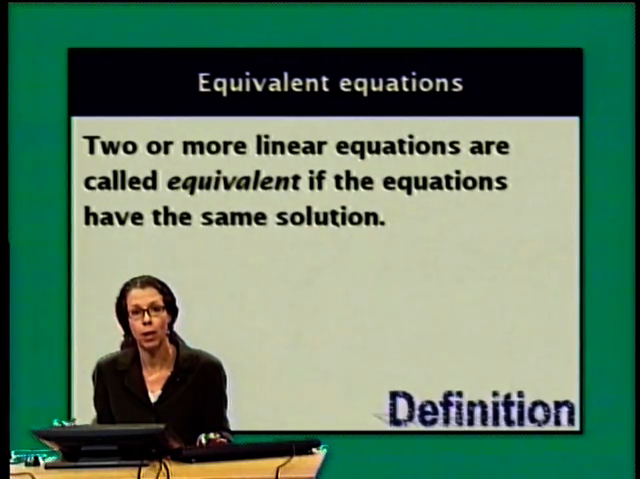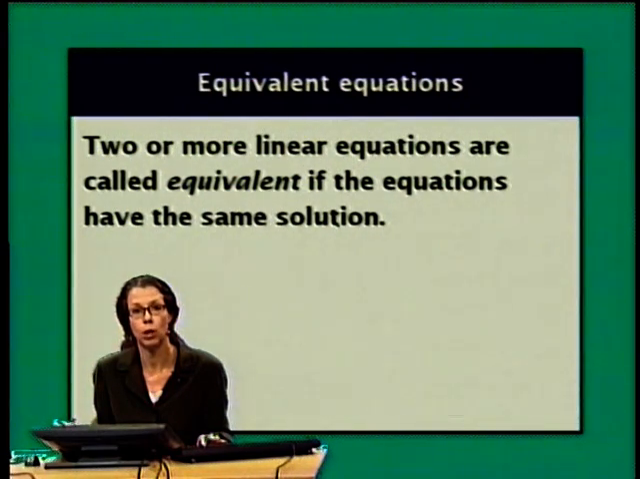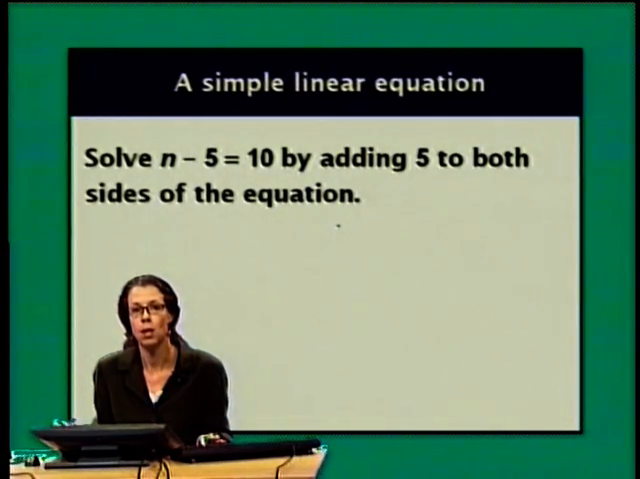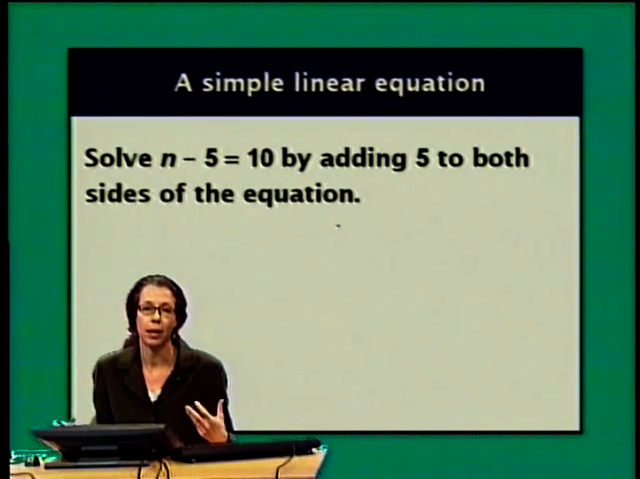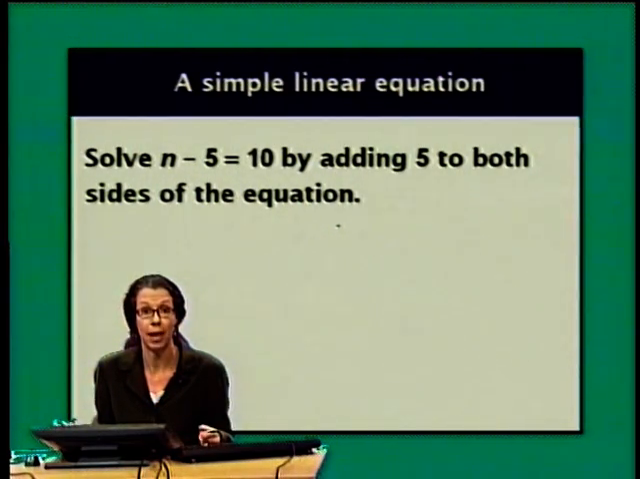And when we have equations that have the same solution, we call them equivalent. Two or more linear equations are called equivalent if the equations have the same solution. So let's go back to our simple linear equation and now try to come up with that equivalent equation n equals 15 by doing some algebra.